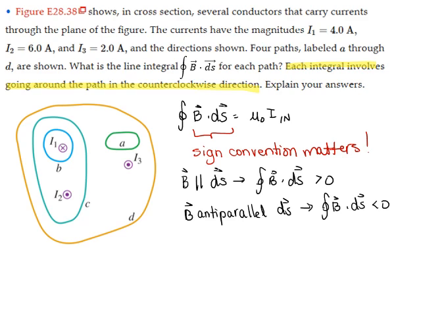So it says that the integral involves going around the path in a counterclockwise direction. So any path will have a direction like this. So there's our S, and a little bit of that path would be ds. So in order for that integral to be positive, the magnetic field would also have to go around in the same sense, B. Now we'll apply our right-hand rule.